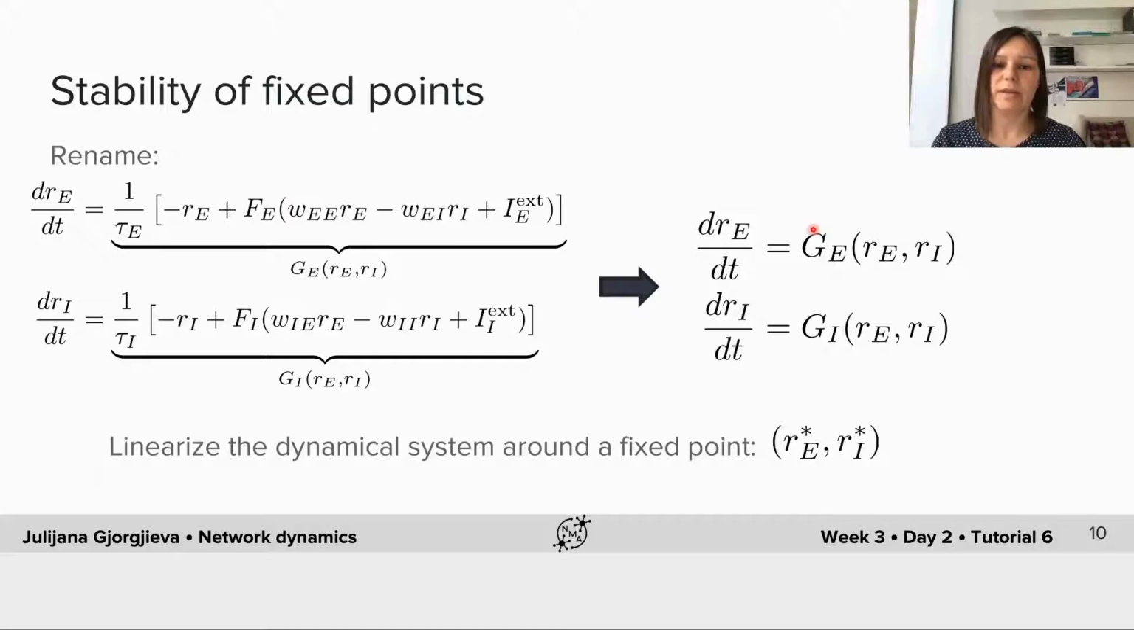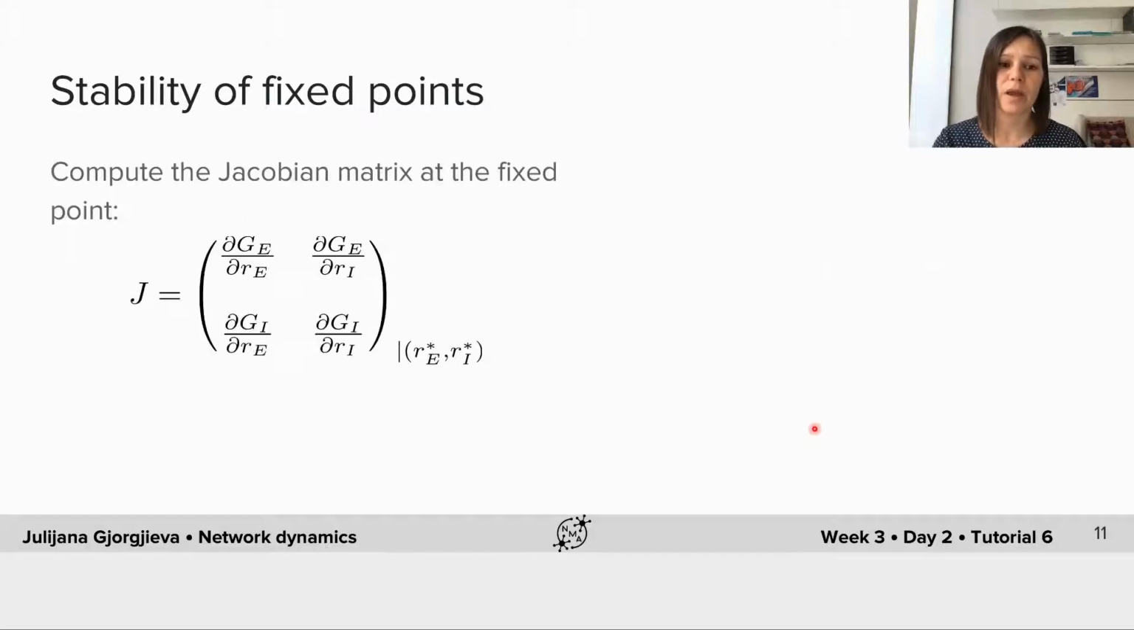So now the question remains, how can we use this notation to linearize the dynamical system around the given fixed point and determine the stability of the fixed point? Let's, for simplicity, assume that the fixed point is given by RE star and RI star. So we use the asterisk to denote that the excitatory and the inhibitory population are at a given fixed point.